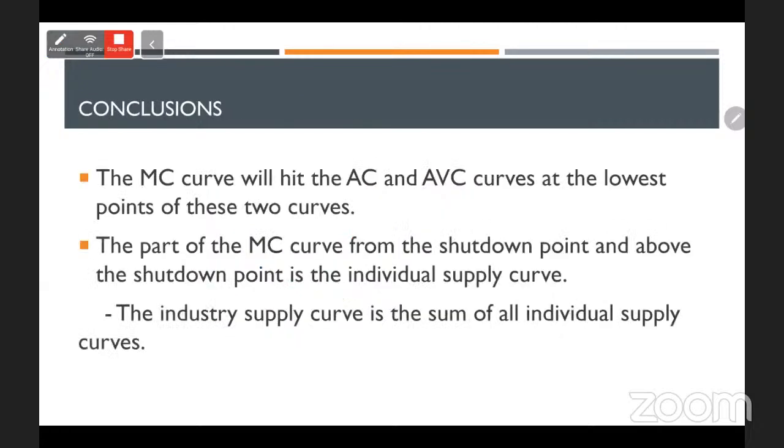All right. So, in conclusion, the MC curve will hit the AC and the AVC curves at the lowest points of these two curves. The part of the marginal cost curve from the shutdown point and above the shutdown point is the individual supply curve. And then to determine the industry supply curve, you simply sum all of the individual supply curves together.